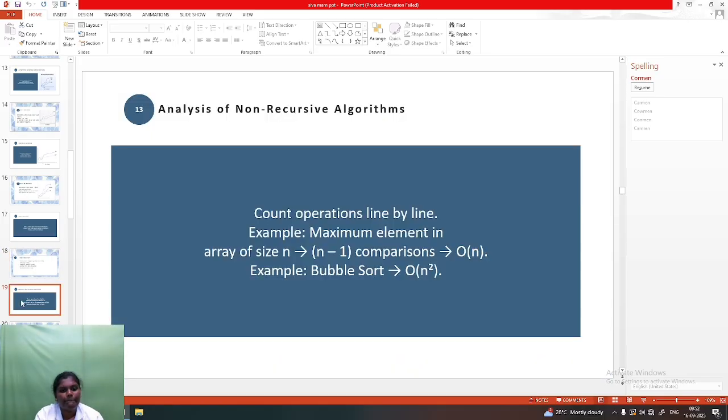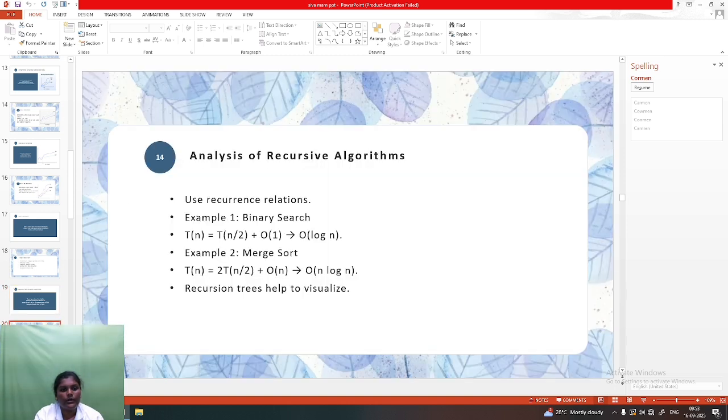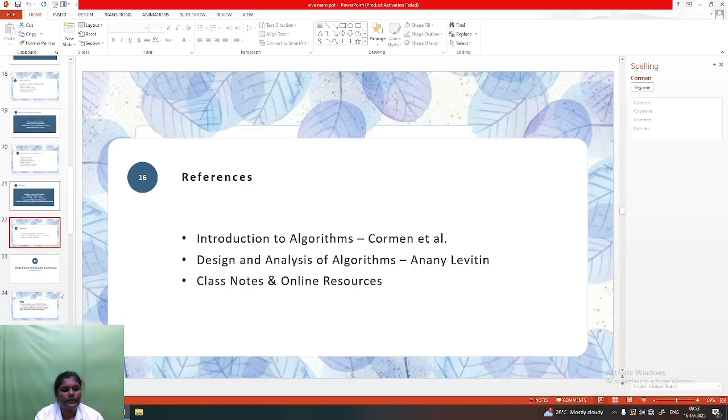Next one. Analysis of non-recursive algorithms: count operations line by line. Example: finding the maximum element in an array of size n requires n minus 1 comparisons, so O(n). Example: bubble sort. Next one, analysis of recursive algorithms. Use recurrence relations. Example 1, binary search. Example 2, merge sort. A recursion tree helps to visualize the algorithm.